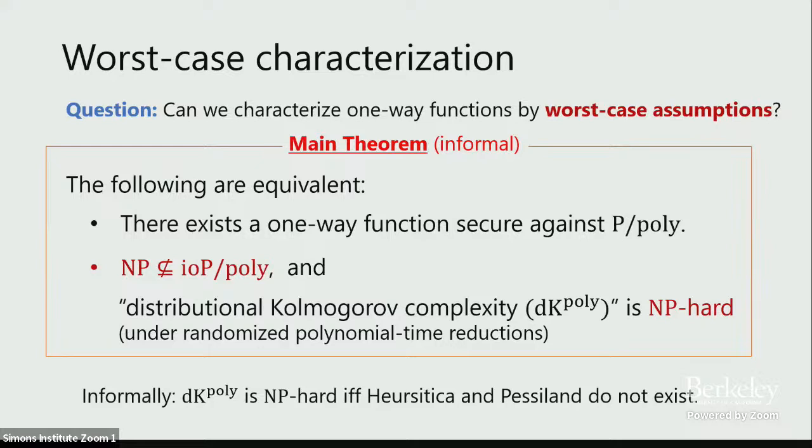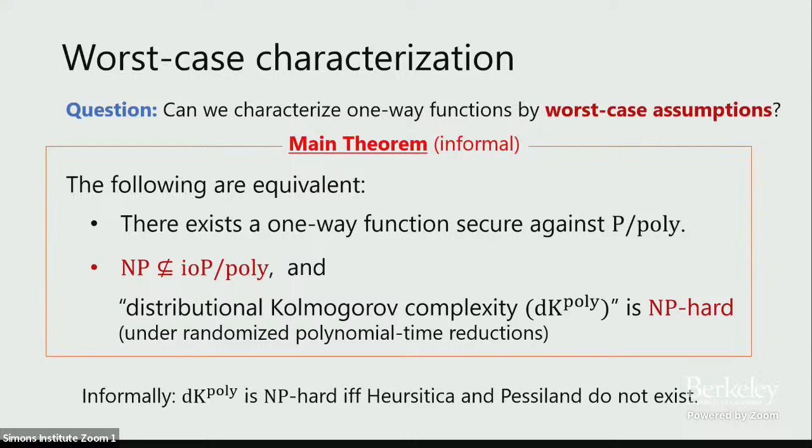So this is the overview of this talk. In the rest of my talk, I'd like to explain the context of this result. In particular, I would like to review previous approaches towards excluding Heuristica and Pessiland, and then I will explain what this theorem actually means.